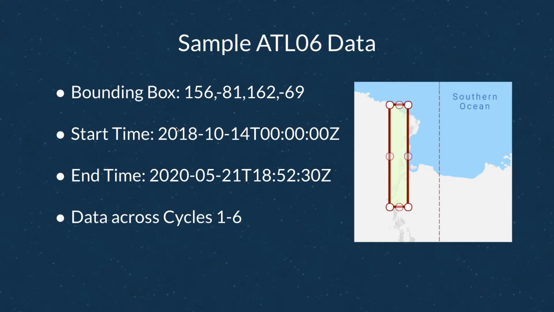The sample space that we decided to do for the small scale test that we were performing here is demonstrated on the right-hand side. On the left, you can see the bounding box and the start and end times. This data goes across 6 of those 90-day cycles that we alluded to previously.